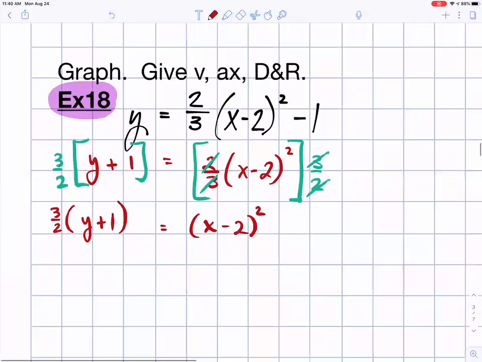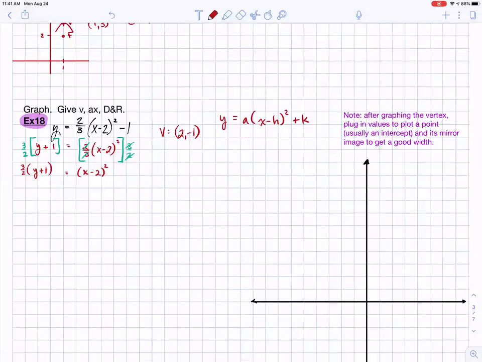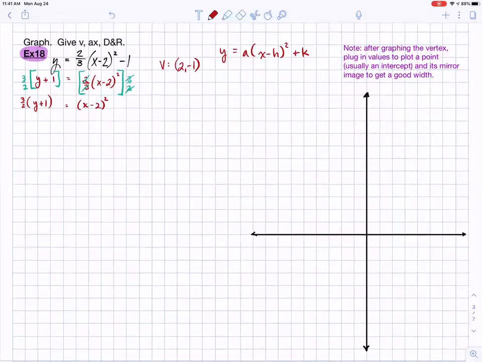But let's figure out, what do we know so far? Where's my vertex? 2, -1. What do I need to do? All right, let's go to the graph. All right, let's put our vertex on the graph. So we've got 2 and -1.